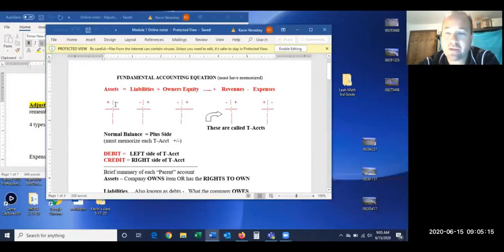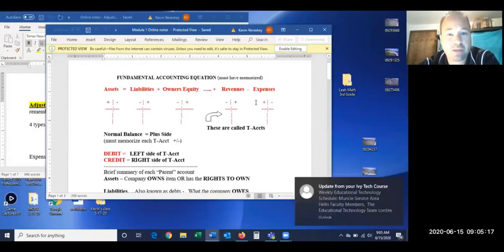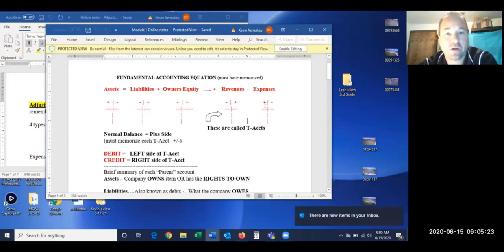The normal balance, we need to keep in mind the plus and minus, the 2 ends. We've got plus and plus. Those are going to be the assets and the expenses, the pluses being on the debit side. And then everything else, everything in the middle, is going to have a plus on the credit side. And remember, the only thing I want you to remember about debit and credit is debit means left, the left side of the T account, and credit means the right side.